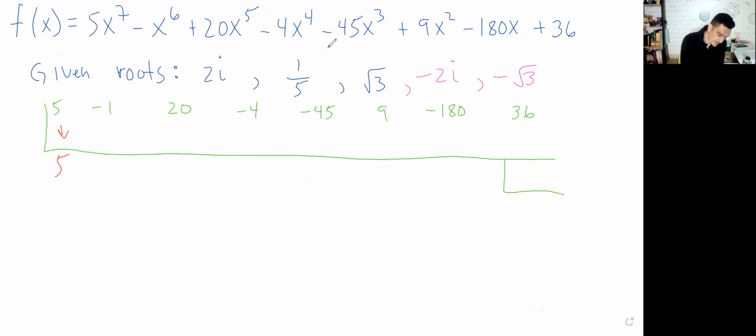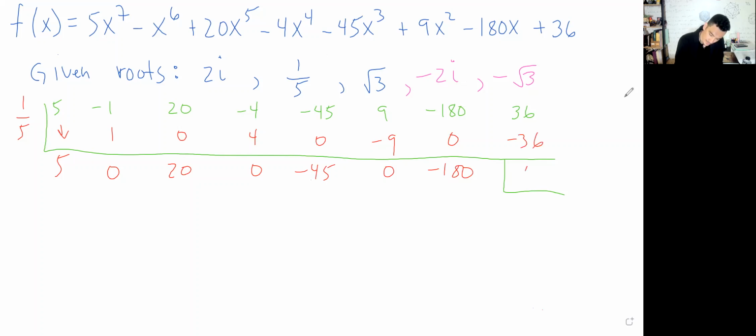So if I put 1/5 out there, let's run through this process where it becomes multiplication, addition all the way to the end. So let me just go through this as quickly as I can here. So this will be like this there. 0, 0, negative 180, negative 36 and 0. So that takes care of the 1/5.